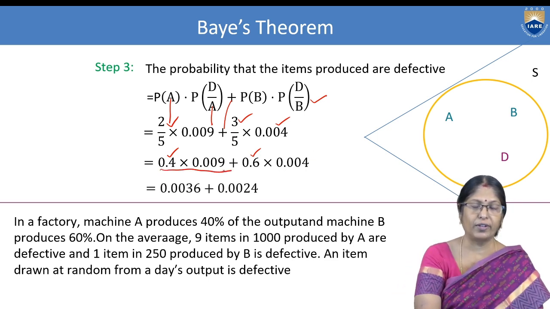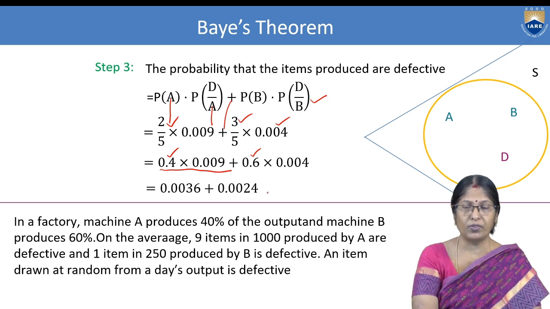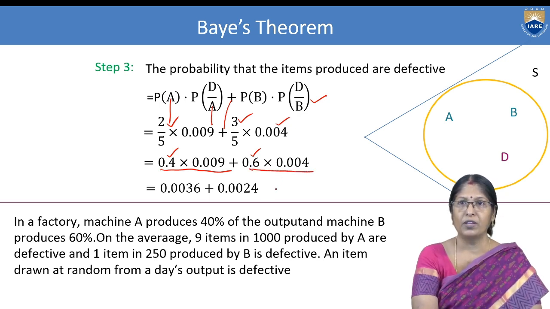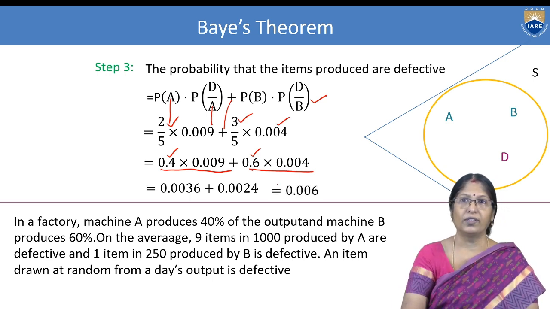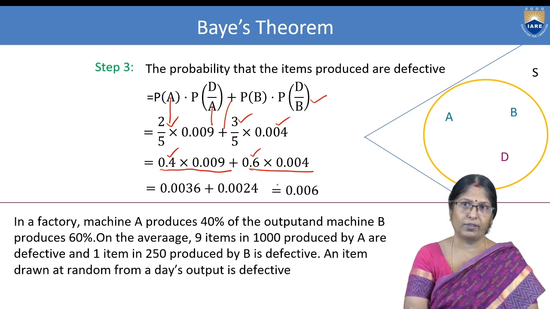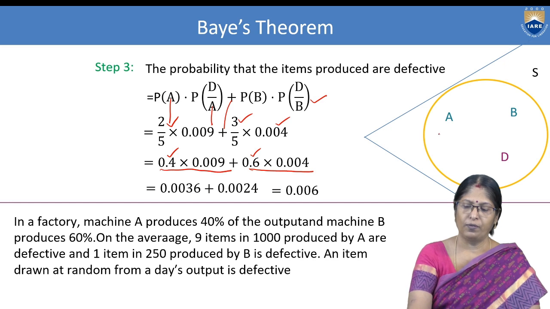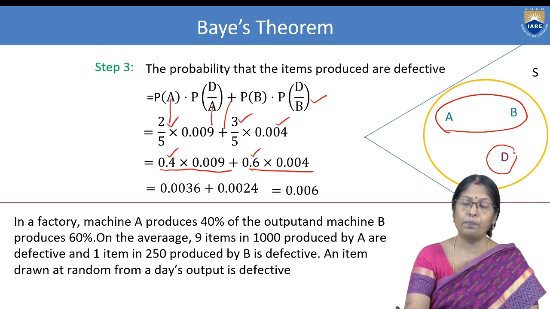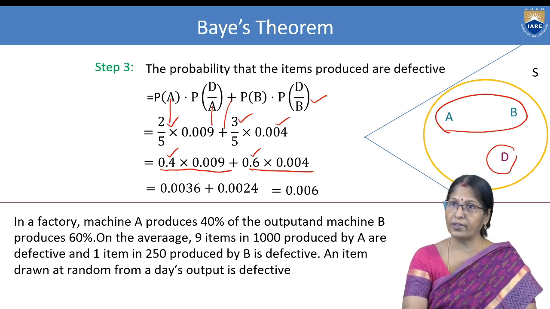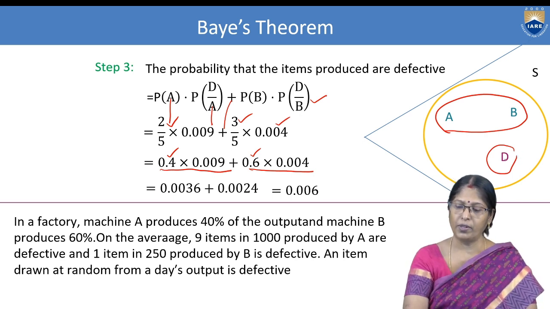So this calculation is 0.0036 and this calculation is 0.0024. So we will add it. So this is 0.006. So it's a very clear thing. The second problem also: first step we completed with the main events, second step we completed with our intersecting event, third step the probability of this intersecting event. These 3 steps are common for every Bayes problem.